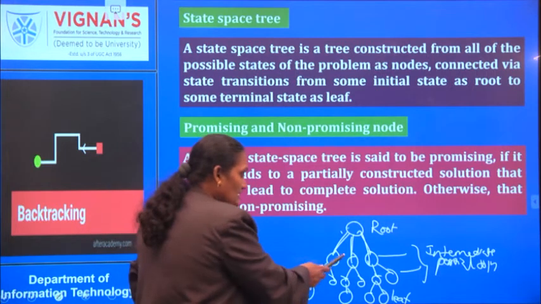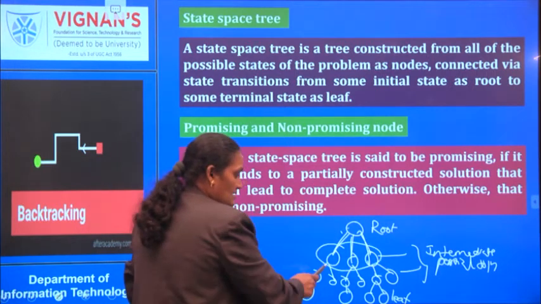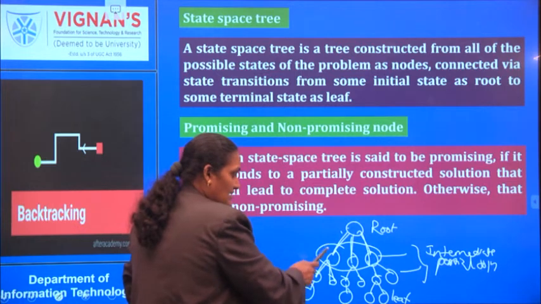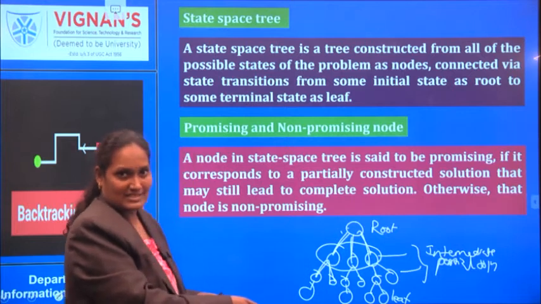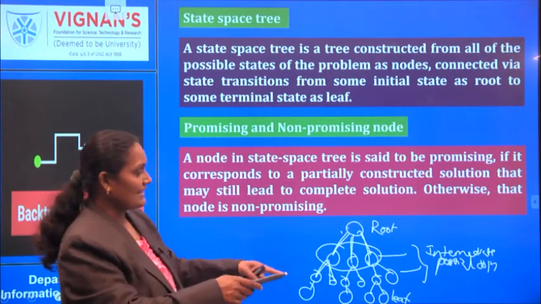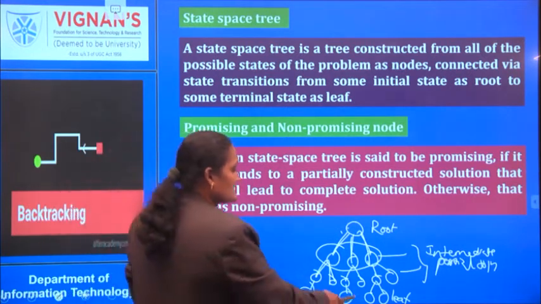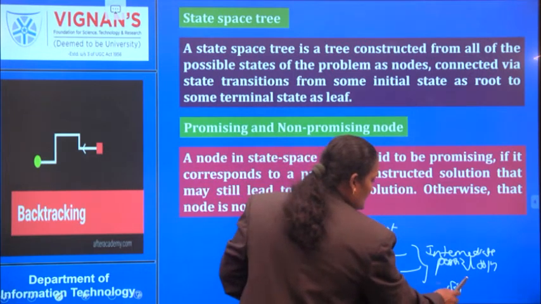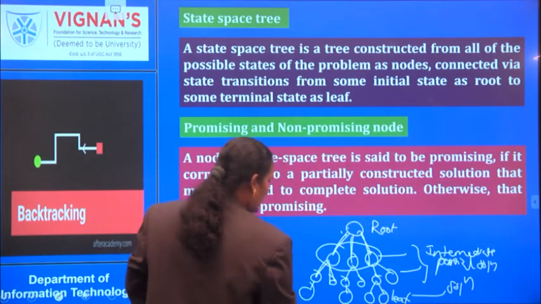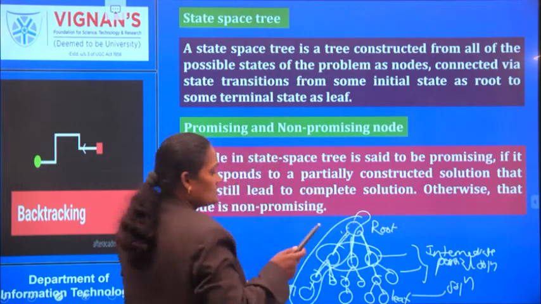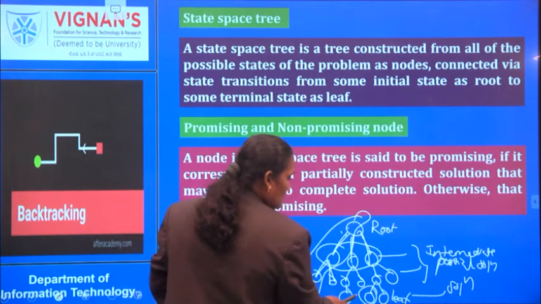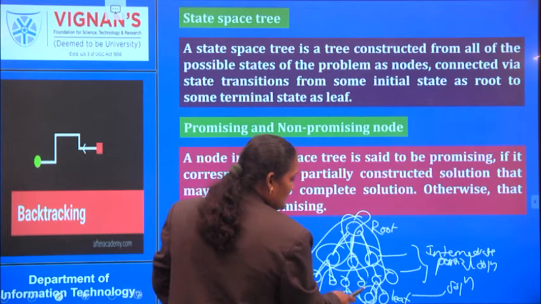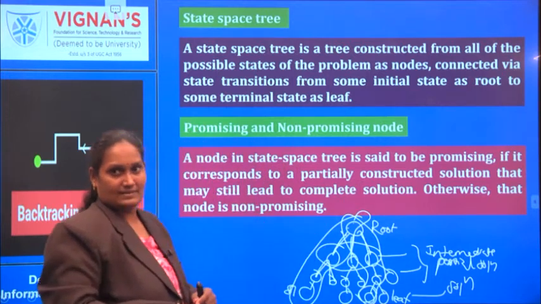From the root node to this state are the transitions. From this level 1 state to level 2 state, and from level 2 state to the final state, that is the terminal state. So all those are the transitions. At the final state we can represent the solution. Suppose this represents the solution, then this entire path is considered as the solution path.